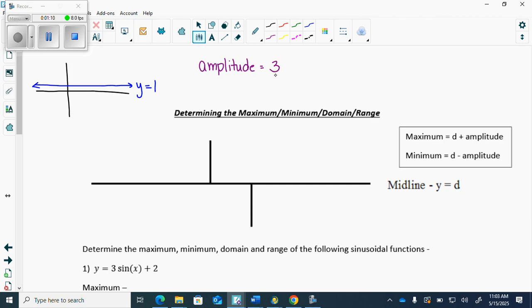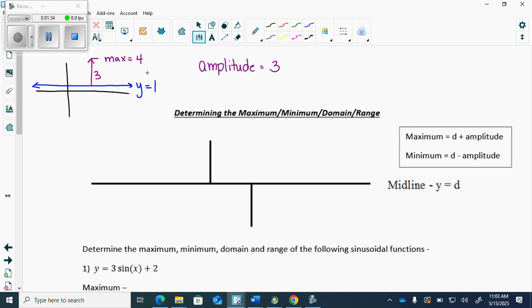Can I get the max and min from that? If I know where the middle of the graph is, the midline, and I know the vertical distance, half of it is 3, can I get the max and mins from that? Let's talk about it. How do I do that? So my middle of my graph is at 1, and I have an amplitude of 3. What is my maximum, guys? It's at 4.